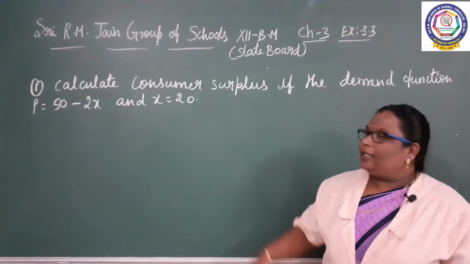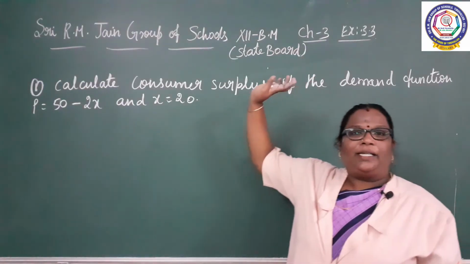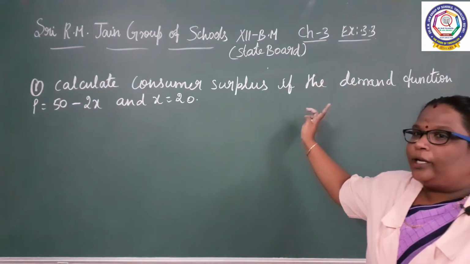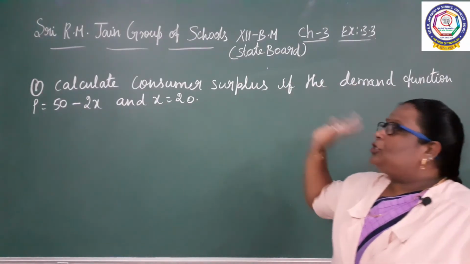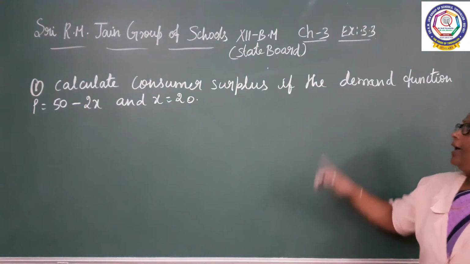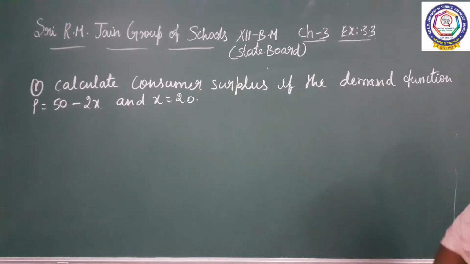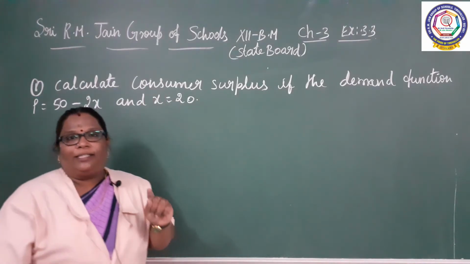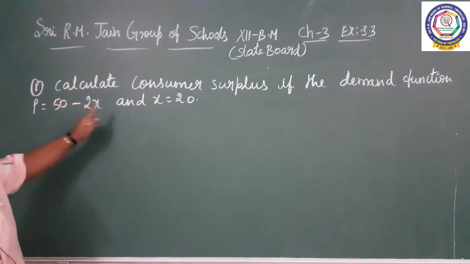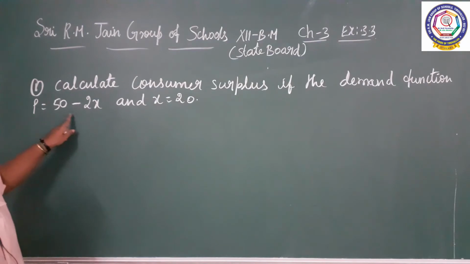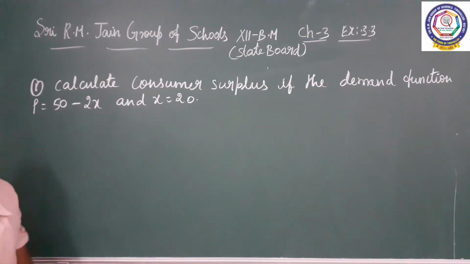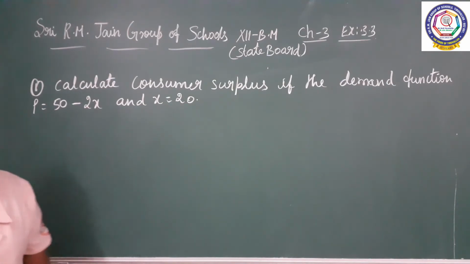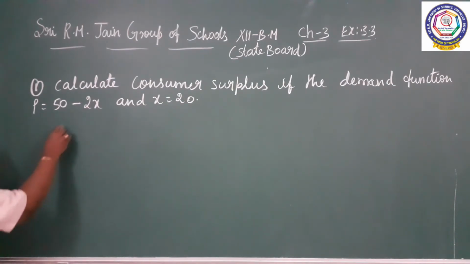Shri Gurubhyo Namaha, children. This is 12th standard business maths, chapter 3, exercise 3.3. Calculate the consumer surplus. We have already seen consumer surplus and producer surplus in the 11th standard itself. See here, calculate the consumer surplus if the demand function P equal to 50 minus 2x and x equal to 20.